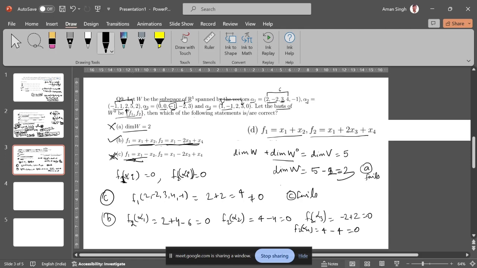Let's say we are evaluating this F2 at alpha 1. What will we get? X1 plus X4, which is 6, plus 2X3. 2X3 means just 3 here, 2 times 3 means 6. This addition will be 12. This is not 0, so this F2 does not belong to W annihilated. So how can it be a basis, right? So this is wrong.